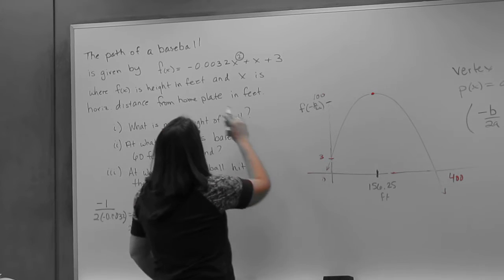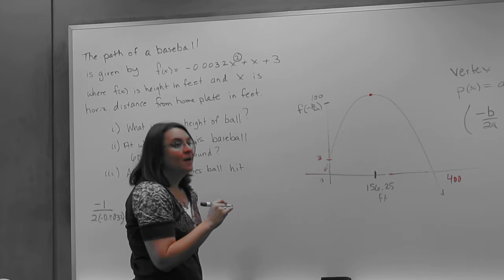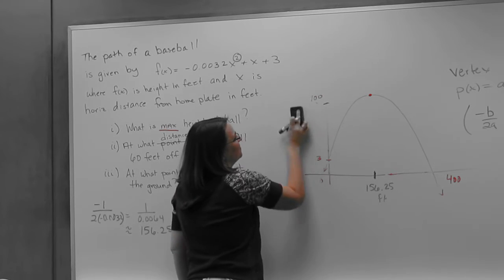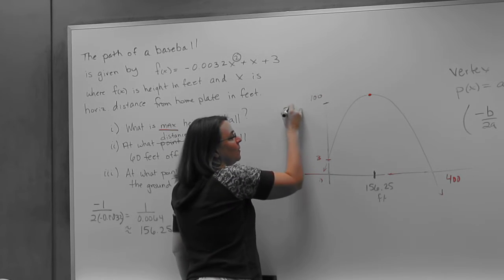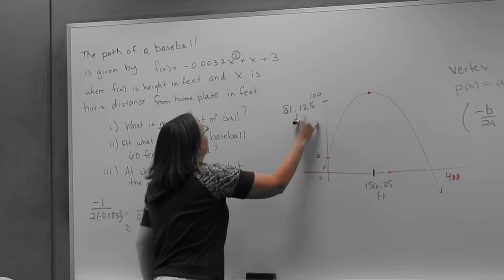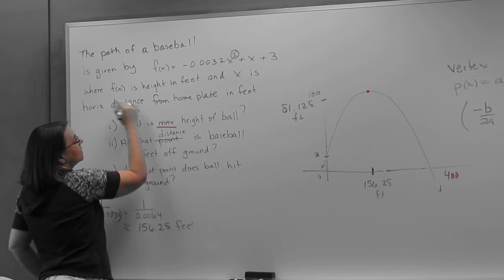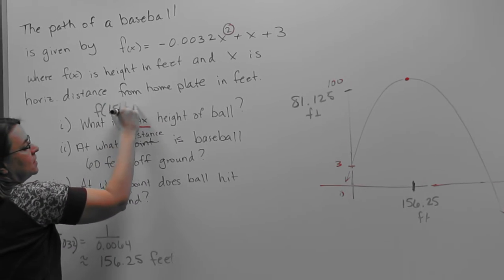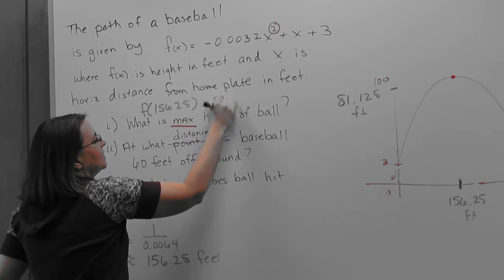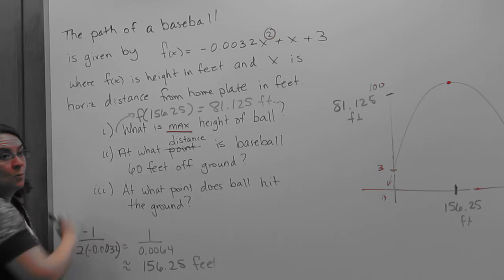So, 81.125. there we go. It's not quite 100. 81.125. Good feet. Good. So what is the maximum height? The maximum height is F of 156.25, and that's exactly 81.125 feet. Super.